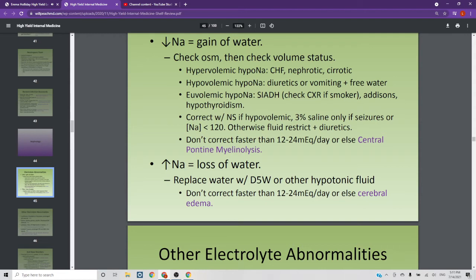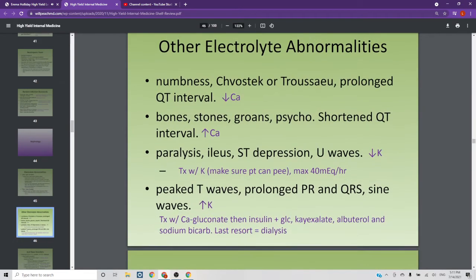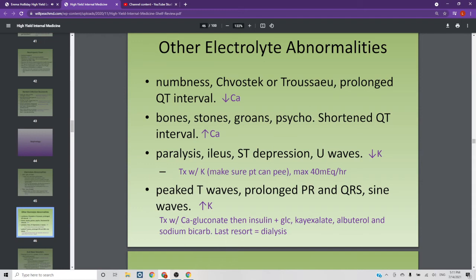All right, so what if your patient has numbness, those dead guys who I can't say, or a prolonged QT interval? Hypocalcemia, very good. What about bones, stones, groans? Crazy. Hypercalcemia. Hypercalcemia, good. What if they've got some paralysis, they're very constipated, when you do an EKG, you see ST depression and some U waves? Hypokalemia, and those peak T waves we saw earlier? Hyperkalemia, oops, that's how you treat it, hyperkalemia.